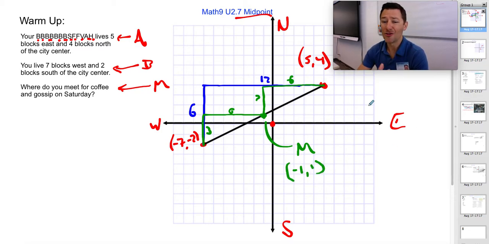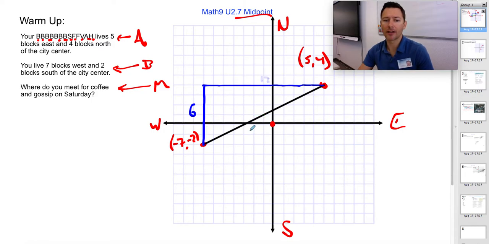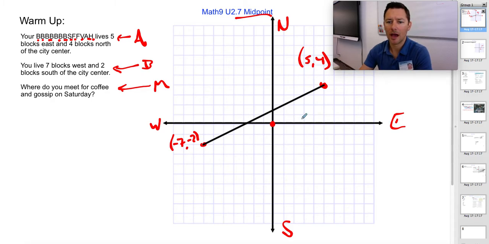Cool. Looking at the full distance and cutting it in half is one way to think about it. Another way to think about it is this. We want to see, on average, how far over do you have to go from the city center to get to this point, and how far over from the city center do you have to go to get to this point. This distance is 5 over, and this distance is 7 over.